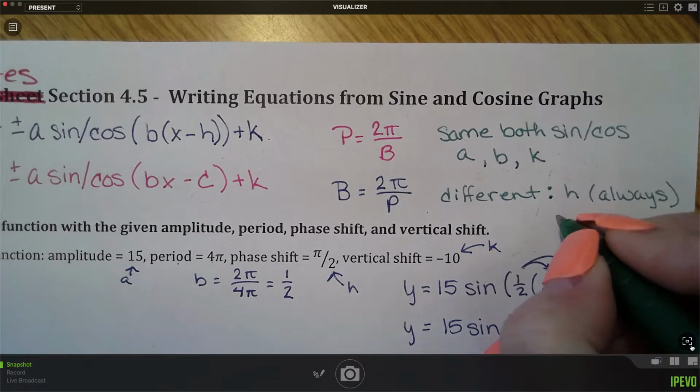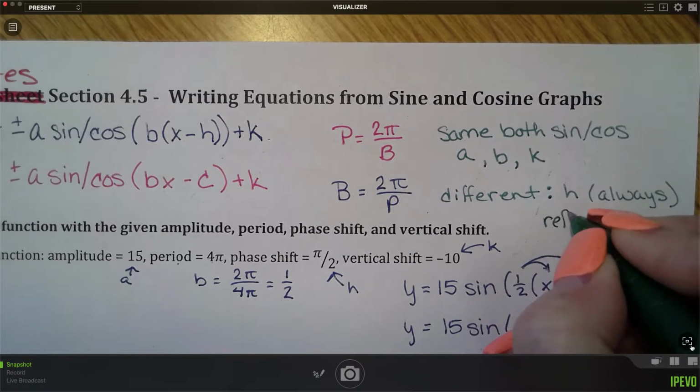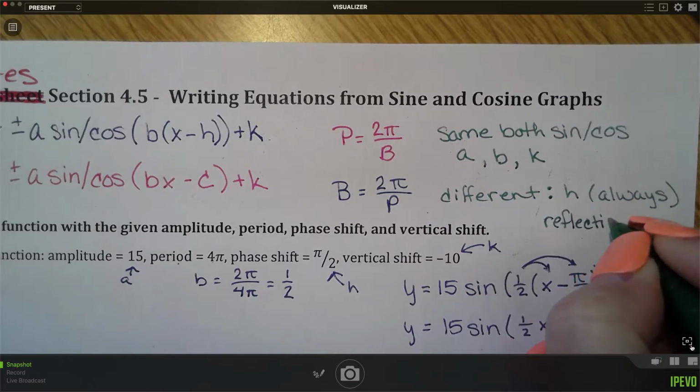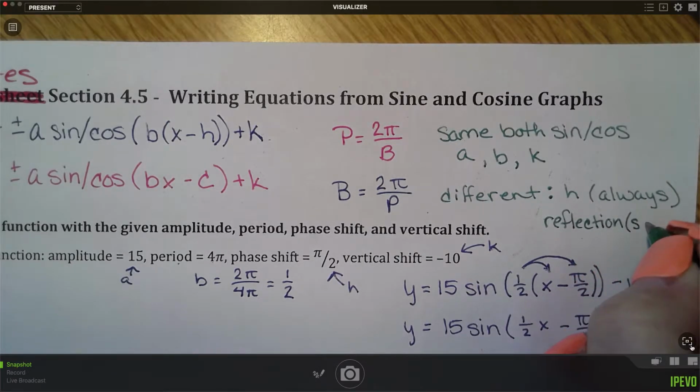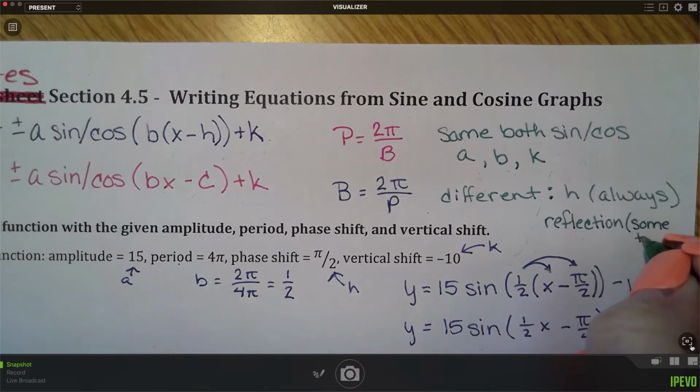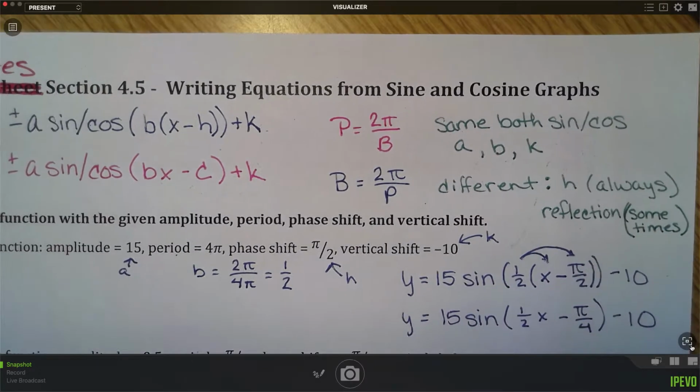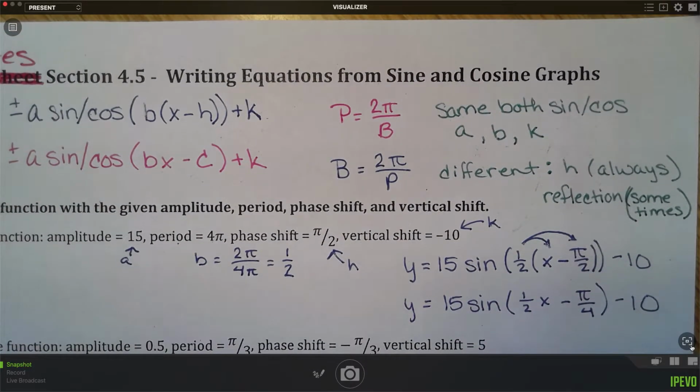But the reflection is a sometimes. I ran out of room. Sometimes the reflection will be different and sometimes it won't. But what is always the same? A, B, and K. What is always different? H. What is sometimes different? Reflection. So when I say you're going to write a sine and a cosine curve, it's not like you have to do double work, is it? It's like I said, 1.5 work.